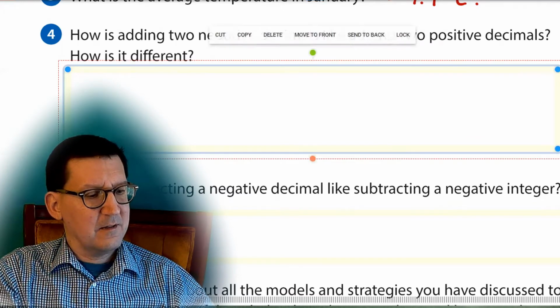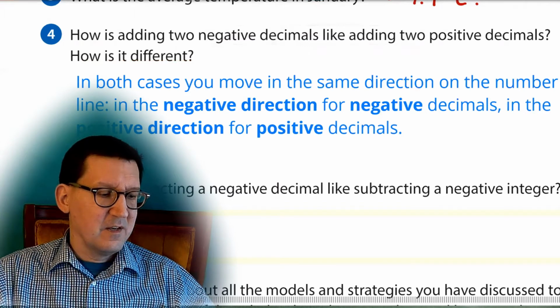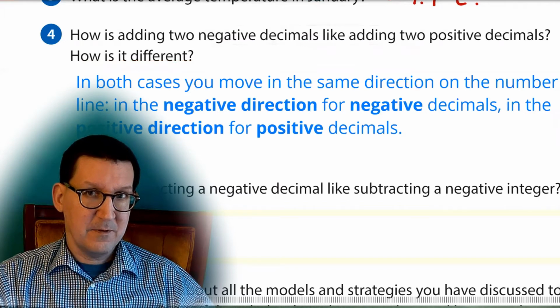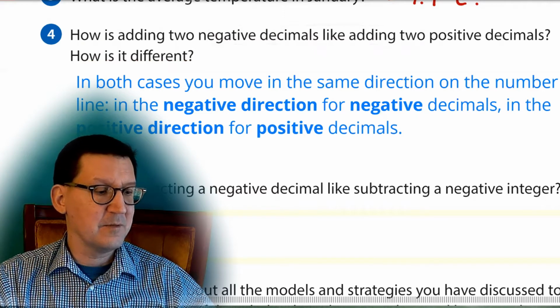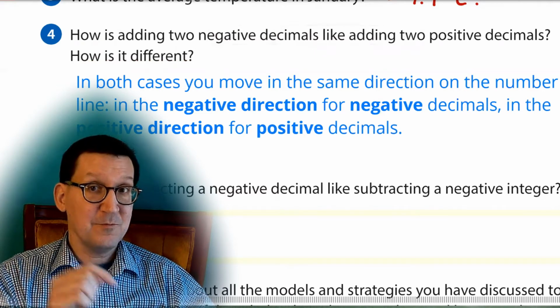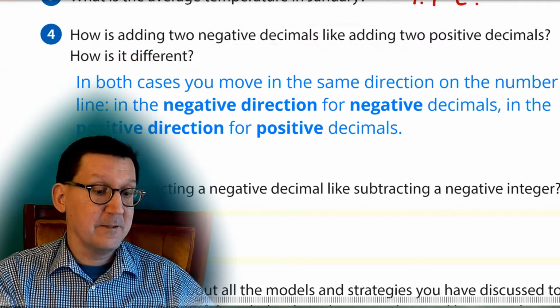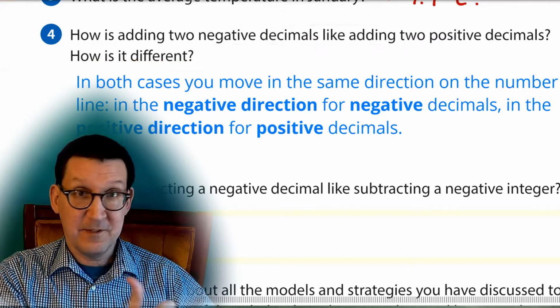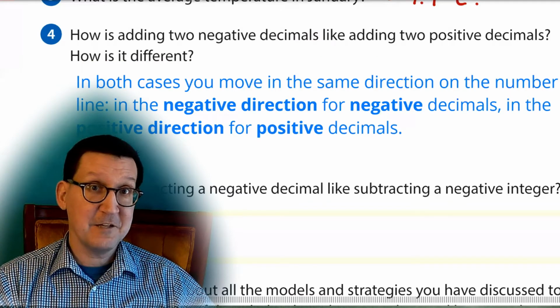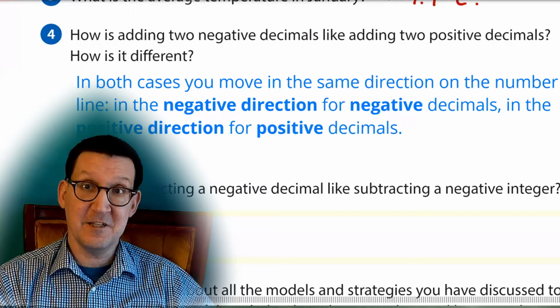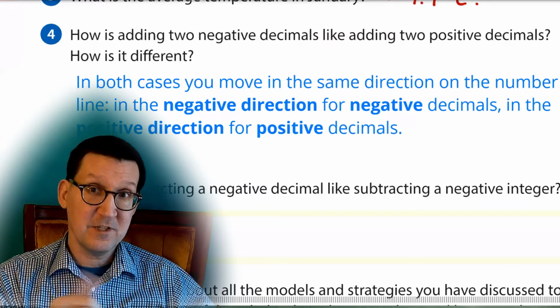So we can think of it kind of like this. In both cases, both in adding 2 negatives or adding 2 positives, you're moving the same direction on the number line. The negative decimals move in the negative direction down the line, and positive decimals move in the positive direction down the line. That's why 5 plus 5 is 10, but negative 5 plus negative 5 is negative 10. It's the same answer, it's just its opposite.